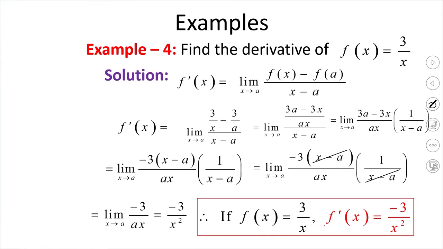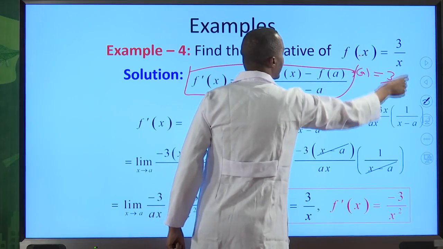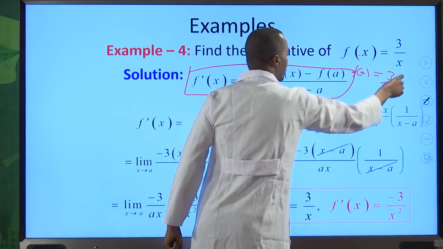Here is another problem. Find the derivative of f of x is equal to 3 over x. Here again, we will use the same formula for the derivative, that is f derivative of x is the limit of f of x minus f of a divided by x minus a. According to this function, f of x is 3 over x. If we substitute a, f of a is also equal to 3 over a. According to this function, f of 2 is 3 over 2. F of 100 is 3 over 100. F of a is 3 over a.